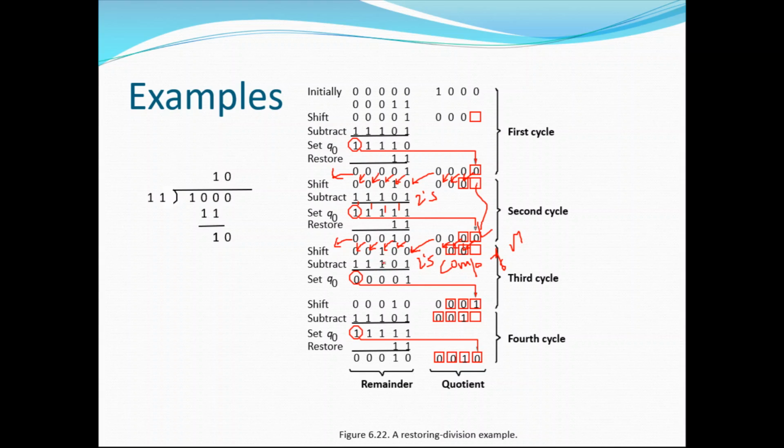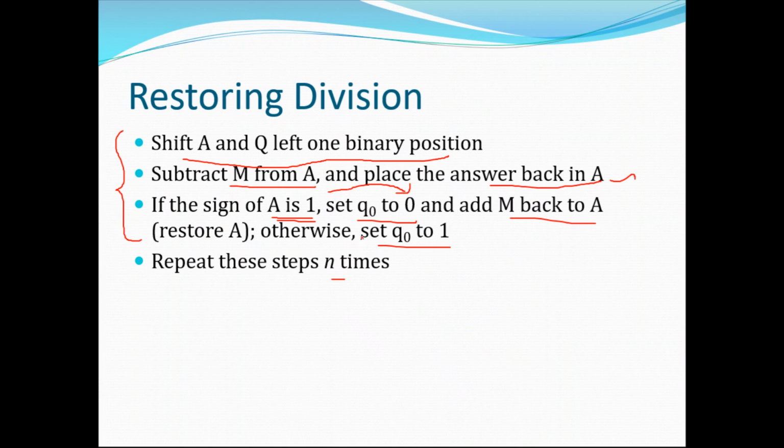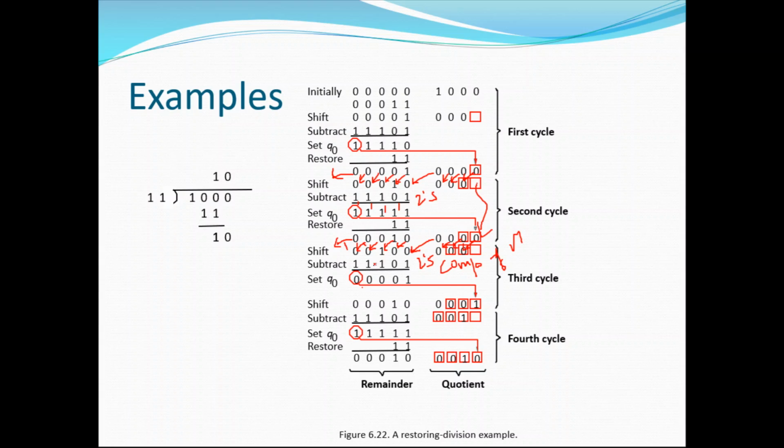Sorry, 1 plus 1 is 1 0, carry 1. 1 plus 1 is 1 0, carry 1. 1 plus 1 is 1 0 0, ignore that last carry, right? So you got this. Now see what the sign bit is: 0. If the sign bit is 0, then set q naught to 1. So if this is 0, this q naught will now become 1, right?